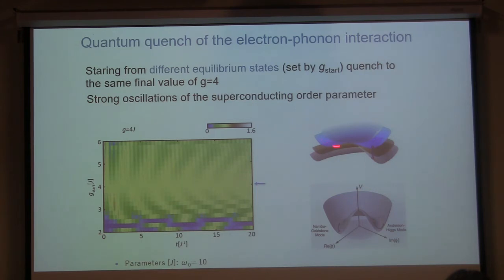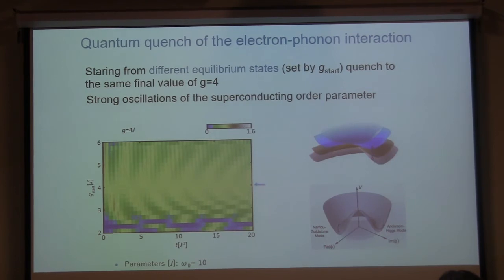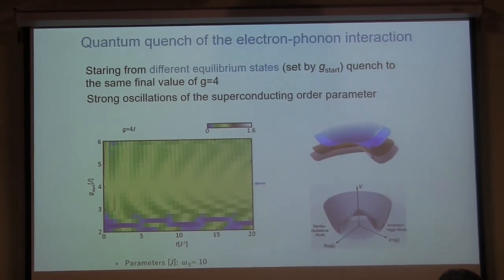So we started with a Mexican hat having a minimum here, let's say a shallow minimum, and then we suddenly make it deeper. Then we watch the dynamics of the order parameter as a function of time, right? In this specific calculation, this axis tells us the initial value of the electron-phonon interaction, but we always change it to 4, right?